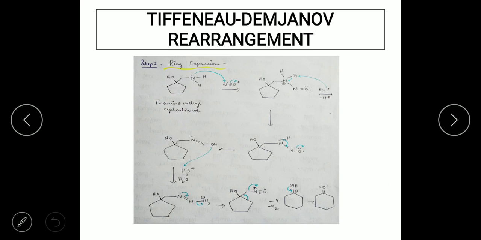Now let us see the step 2 mechanism. Step 2 is ring expansion. Here we have 1-aminomethyl cycloalkanol. See, it is 1-aminomethyl because you name the amino group as 1 and then 2 and more and so on, and it is a cyclic group, hence cycloalkanol. It is 1-amino because for nitrogen we are giving higher priority than alcohol.